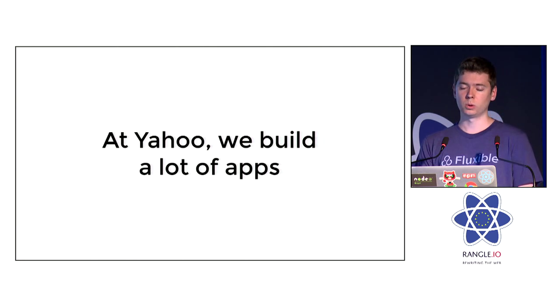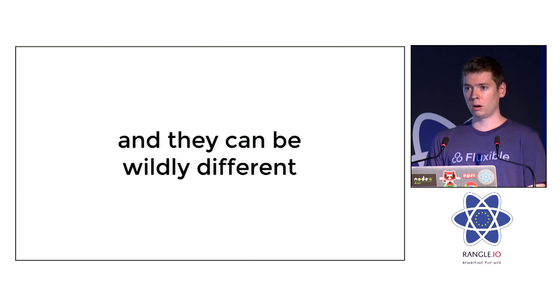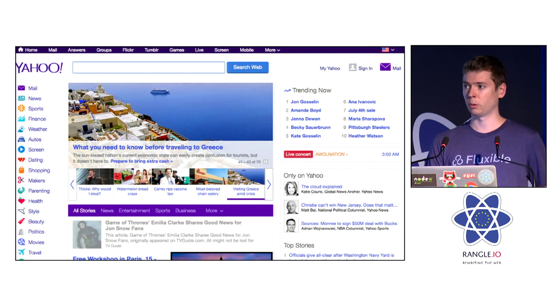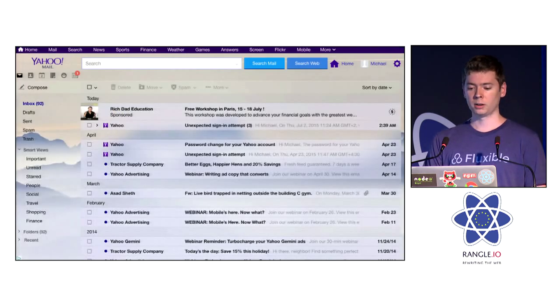So at Yahoo, we build a lot of apps. We do pretty much everything. And all of these apps can be wildly different. We have the Yahoo homepage, which is a portal to other applications, a newsreader, and a conglomeration of other information, like weather, sports, etc. We also have interactive fantasy sports applications. And these also contain real-time data flowing from real sports games. And then, of course, we have Yahoo Mail, which is complicated in and of itself.